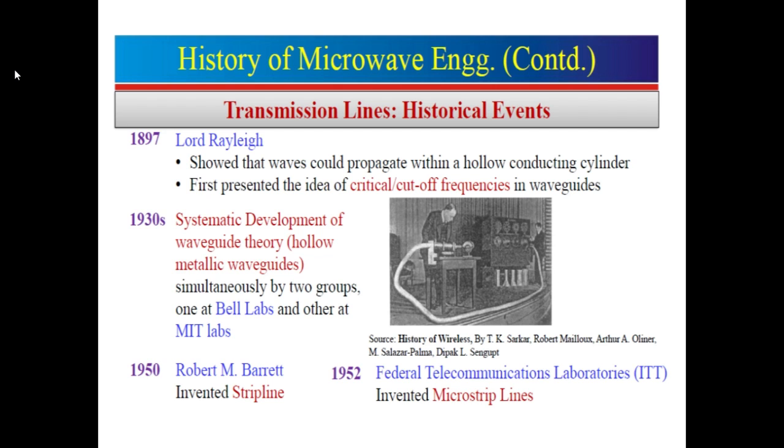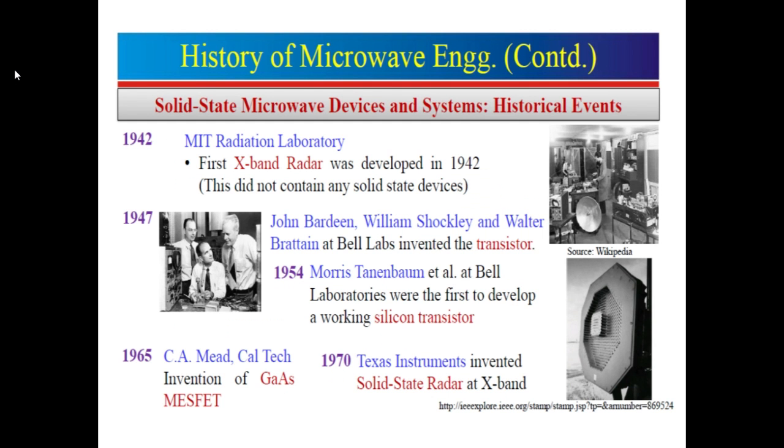In 1950, stripline was invented, and in 1952, microstrip line was invented. In 1942, the first X-band radar was built, and then in 1947 the transistor was invented. Then in 1954, transistor technology came into existence, like silicon and then GaAs MOSFET. And at last, a solid state radar was built in 1970. This is how the history of microwaves varies, from wave equations to solid state radar.